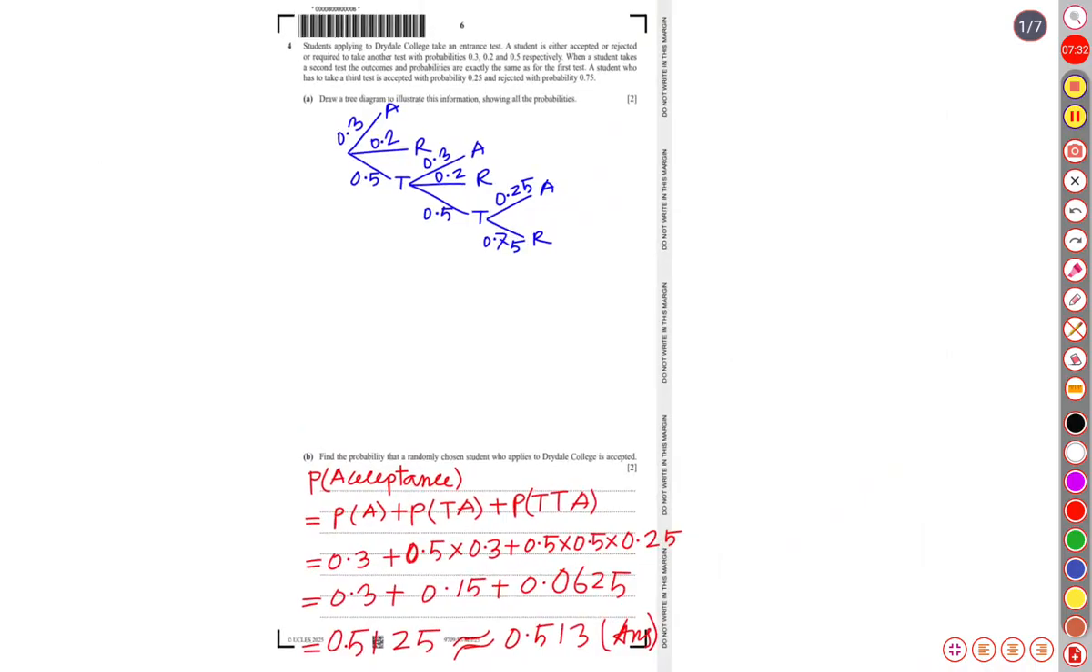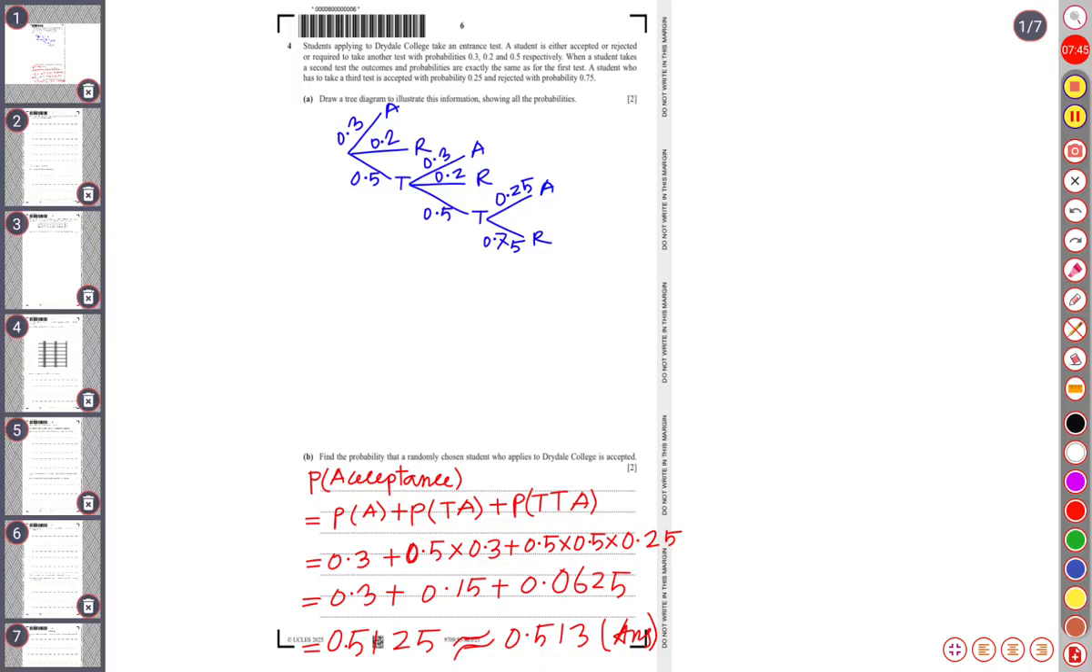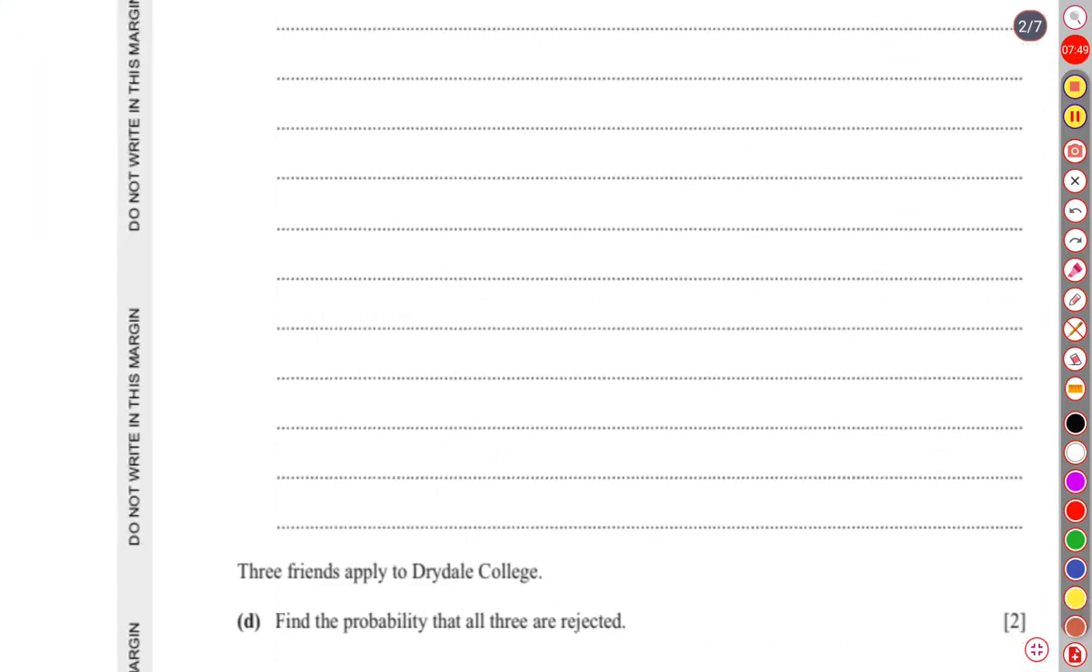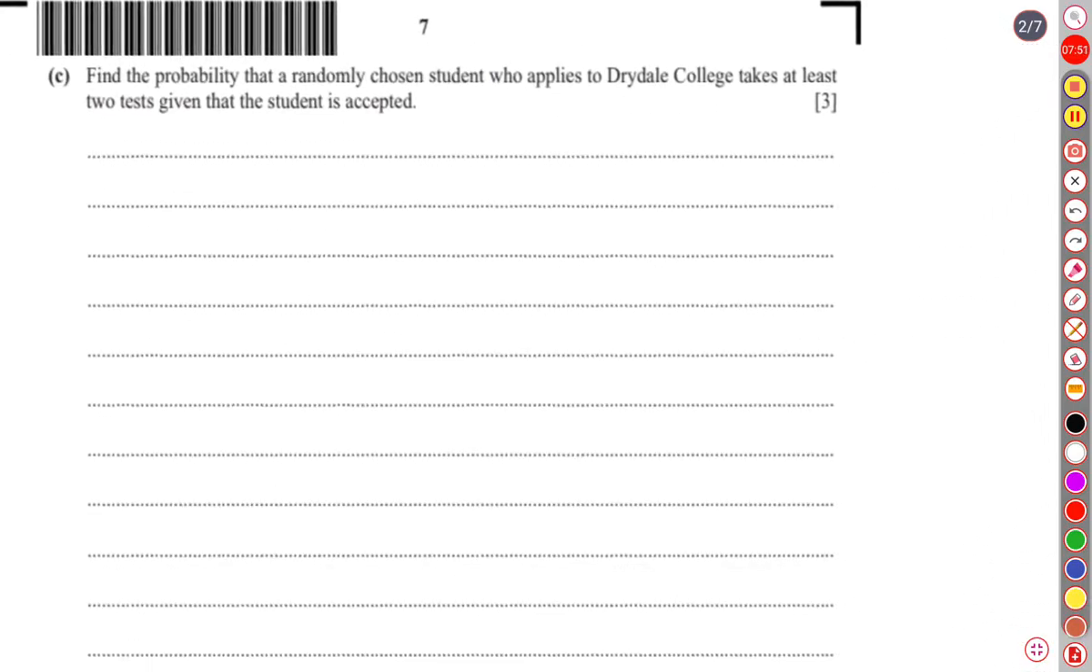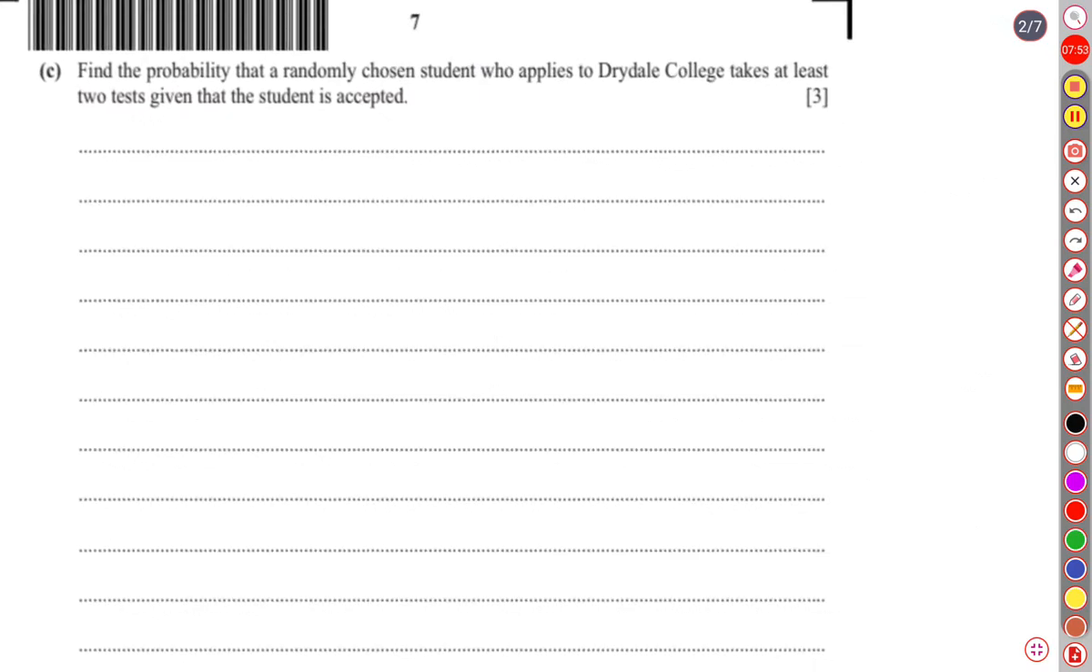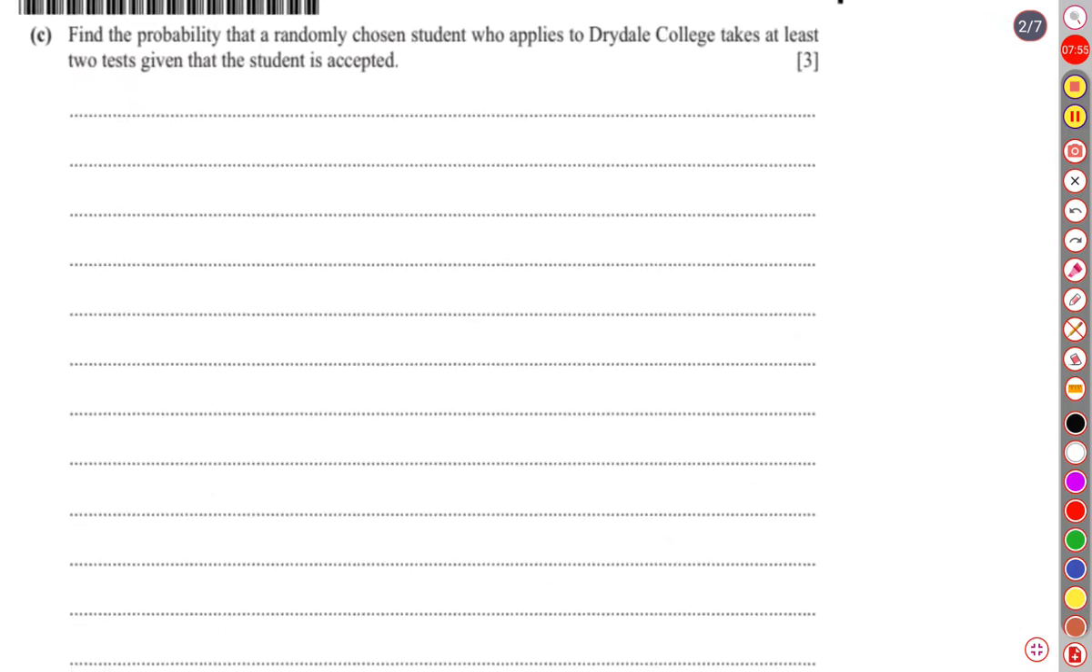So that's all about the solution to the first two parts. Let's move on to part C. Question C is printed on the next page. Let's see what it says. It says: find the probability that a randomly chosen student who applies to Drydale College takes at least two tests given that the student is accepted.